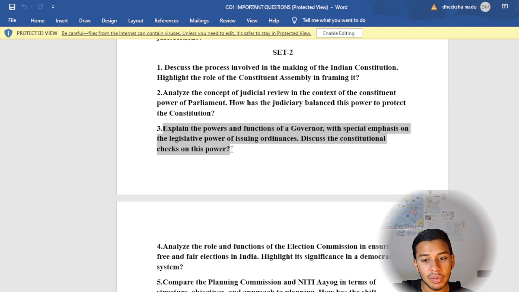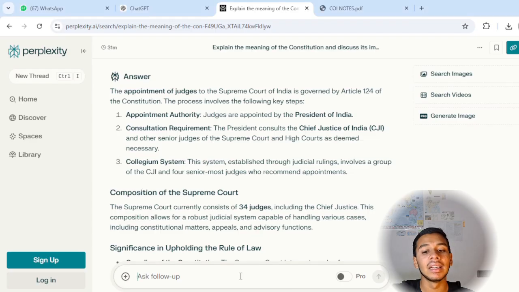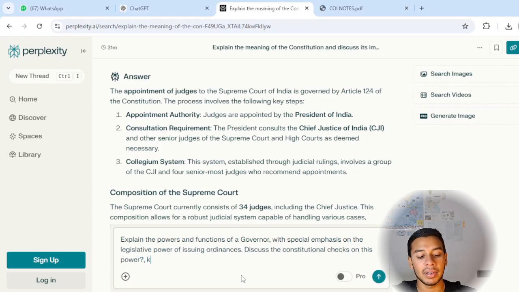Explain the powers and functions of a governor. Yeah, let's talk about the powers and functions of a governor with special emphasis on the legislative power of issuing ordinances. Discuss the constitutional checks on his power.